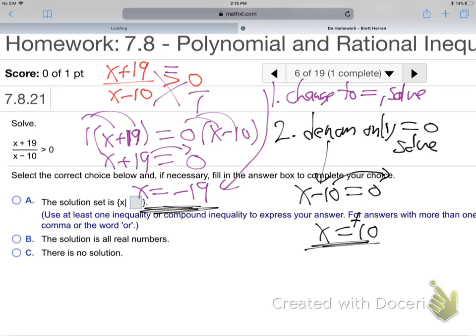So step 1, we change to equals and solve. Step 2, just the denominator equal to 0 and solve. Like that. And then go to the number line from there. I'll let you finish that up rather than me just whipping them out all the time. You get more out of it. So put those on the number line. See if you can find the true, false, true, or false, true, false thing.